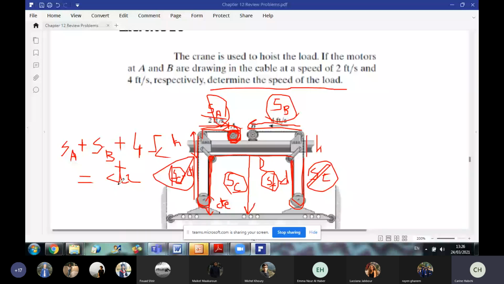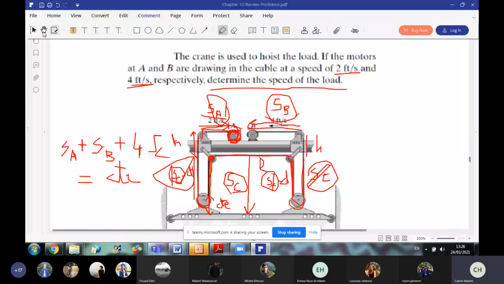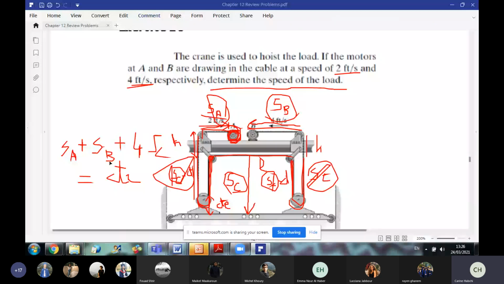If I derive this relation with respect to time, I will get that velocity of A plus velocity of B plus 4 times velocity of C equals 0. And as you can see here, velocity of A is given, velocity of B is given, so I can deduce the velocity at point C. Okay, let us repeat again together while seeing the solution.